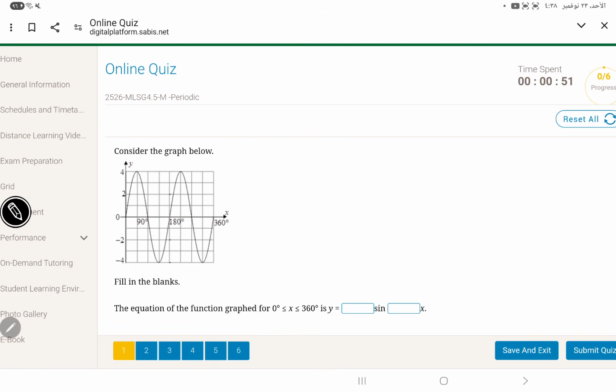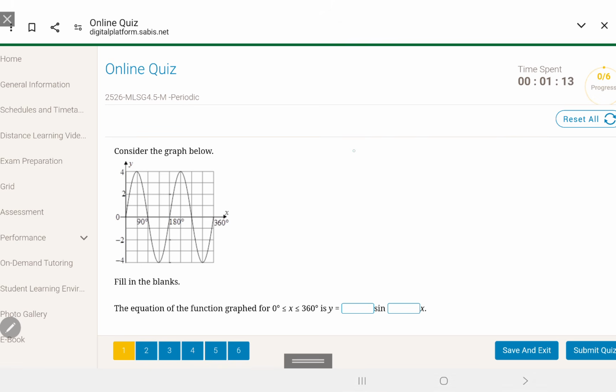In this video, I'm going to solve course practice 4.5 trigonometry. First question, consider the graph below. The equation of the function graph is y equal blank sine blank x. So we have to find the equation of this graph.